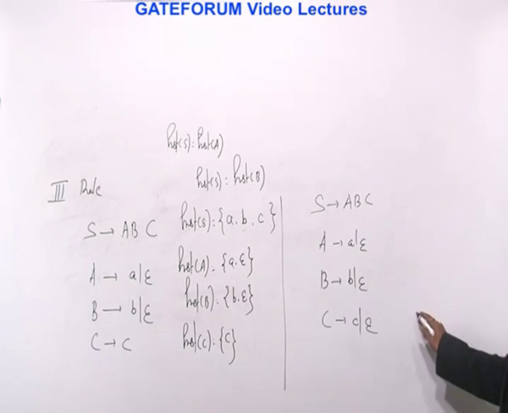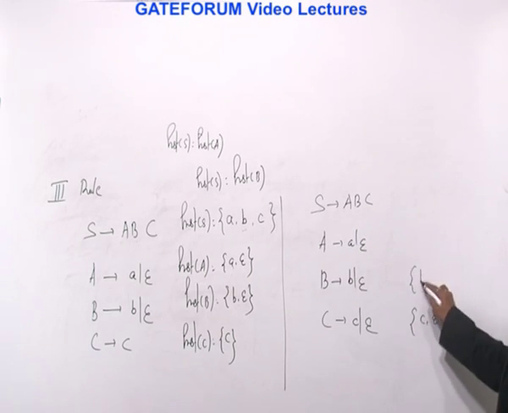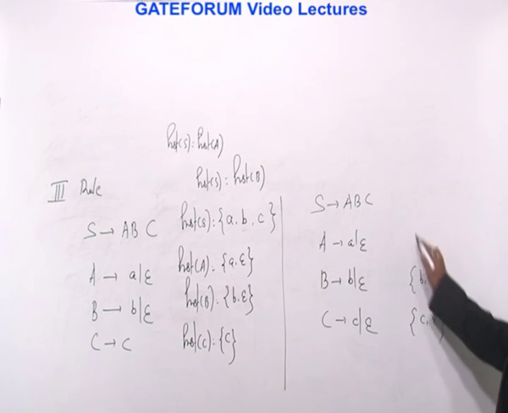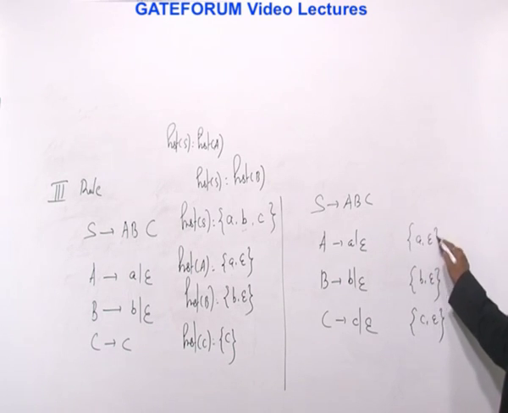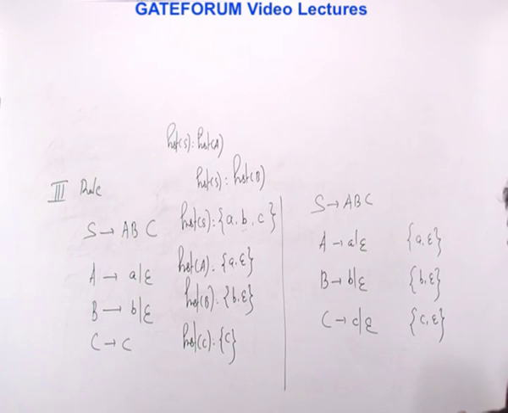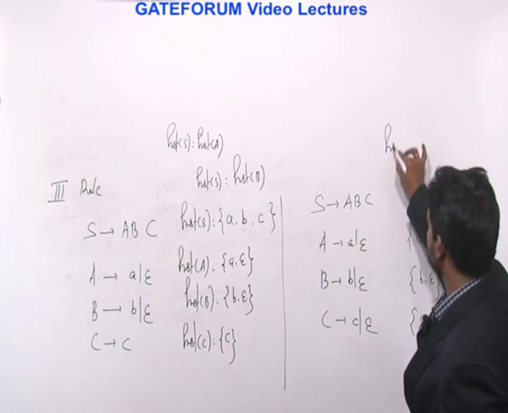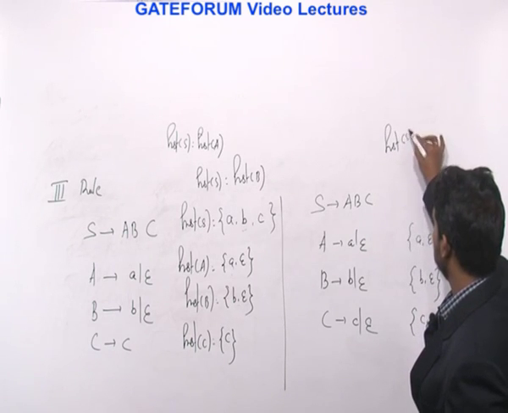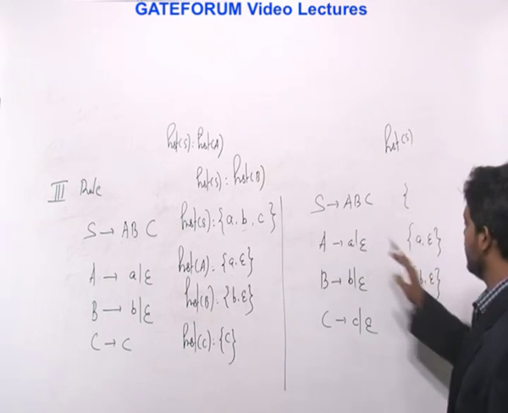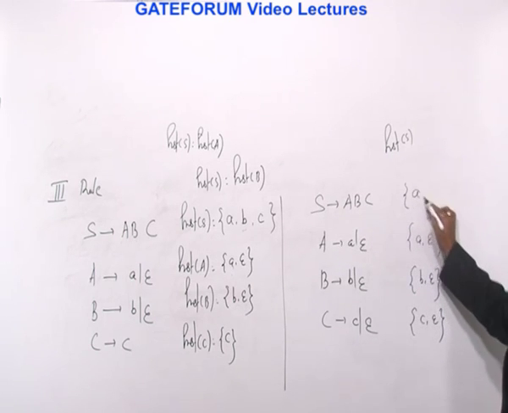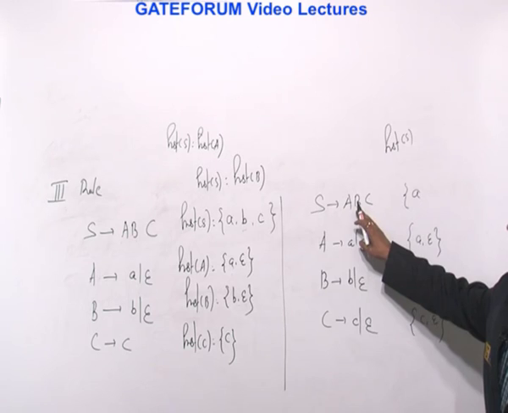Same calculations are there. The only thing is that this contains C and epsilon, this contains B and epsilon, and this contains A and epsilon. Okay, and now I'll say first of S. So rule wise, first of S. The rule says: first of S versus first of A. Include the symbol A. If it is epsilon, go to the next symbol B.